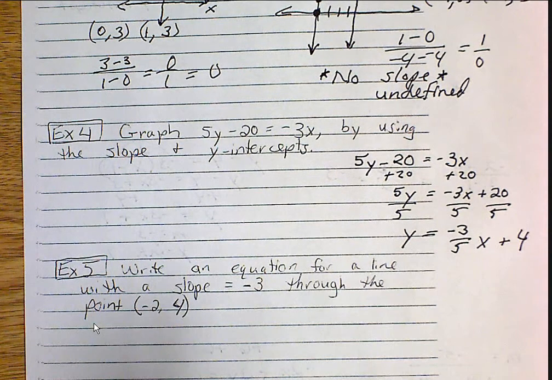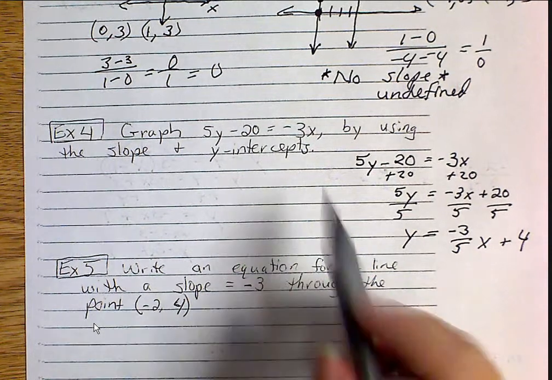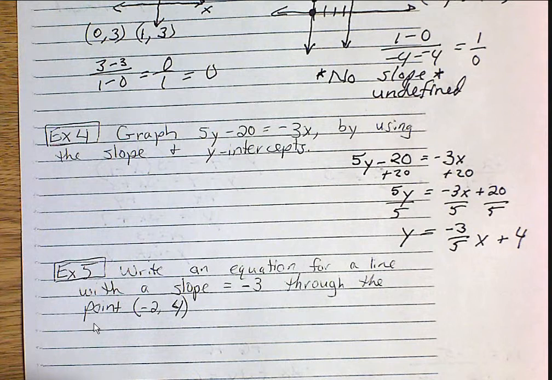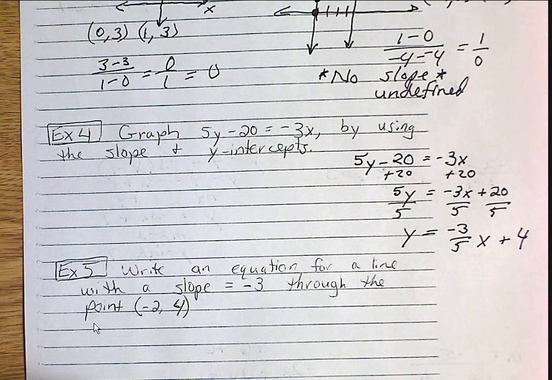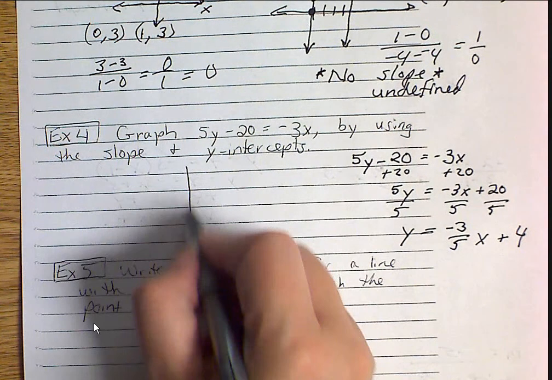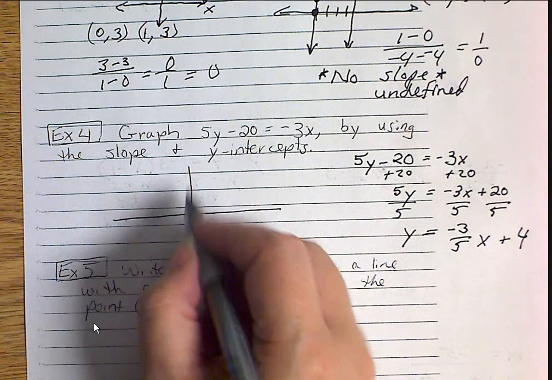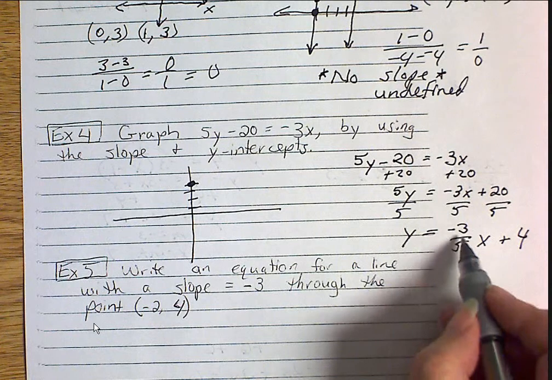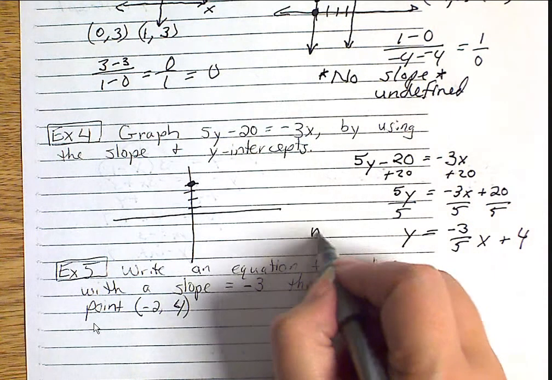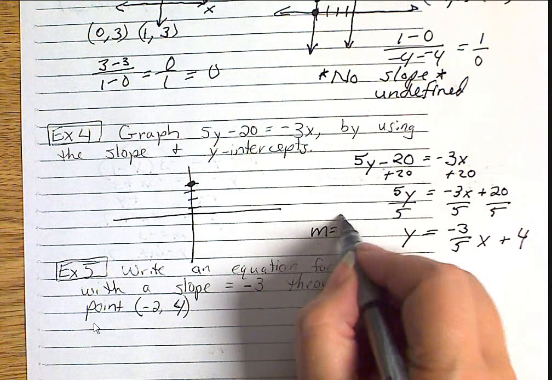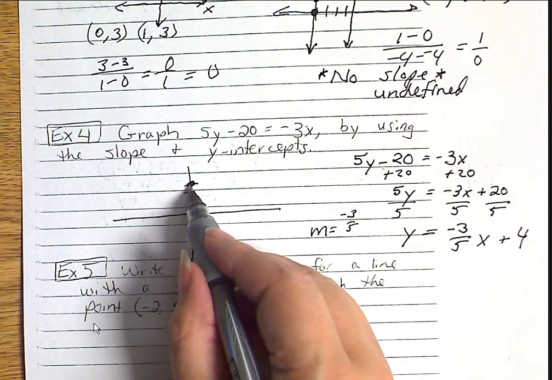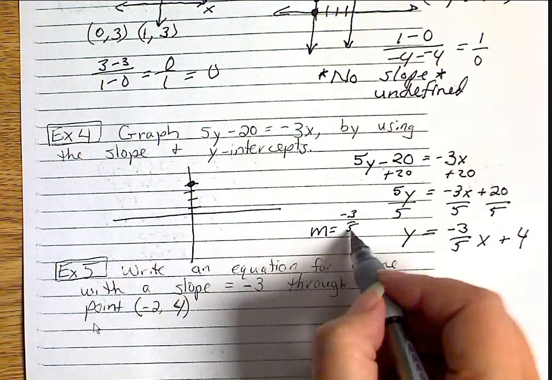So we are graphing using the slope and y-intercept. Emily, what is the y-intercept? 4. So I'm going to go 1, 2, 3, 4. And remember, it's rise over run for my slope. So my slope is negative 3/5. So I'm going to go down 3. 1, 2, from that point, 1, 2, 3, and I'm going to go over 5. 1, 2, 3, 4, 5.